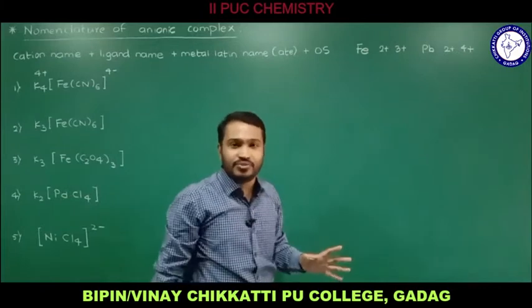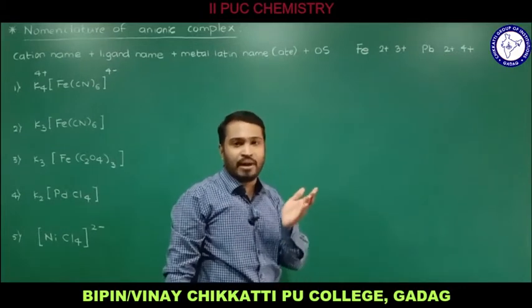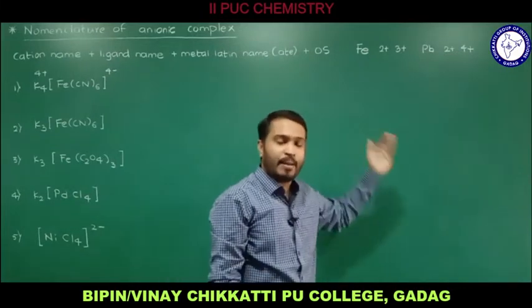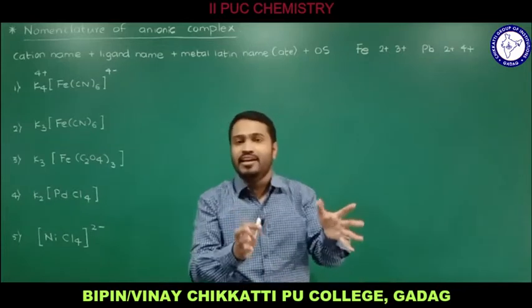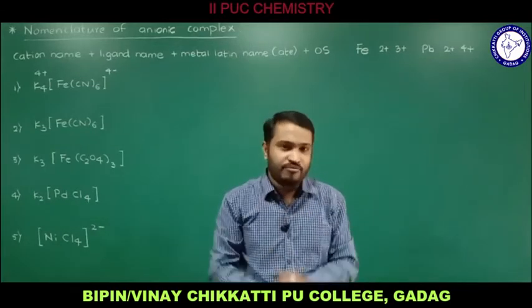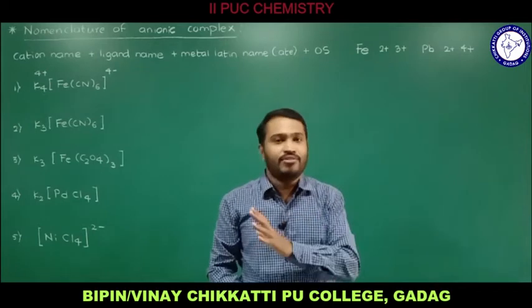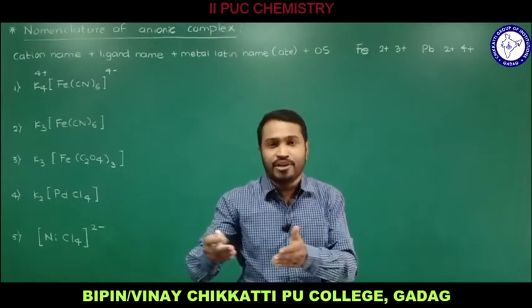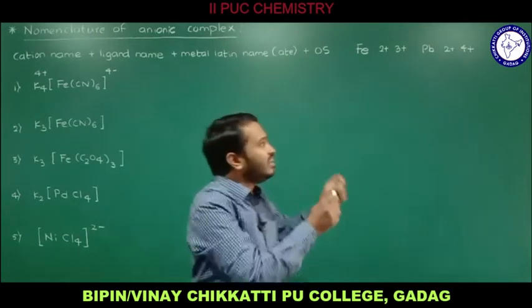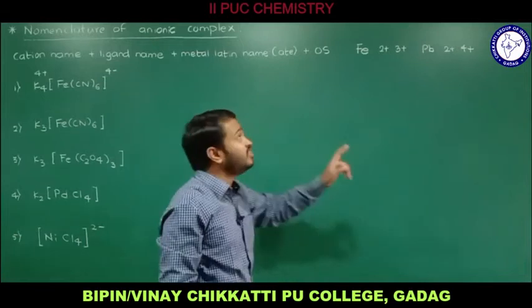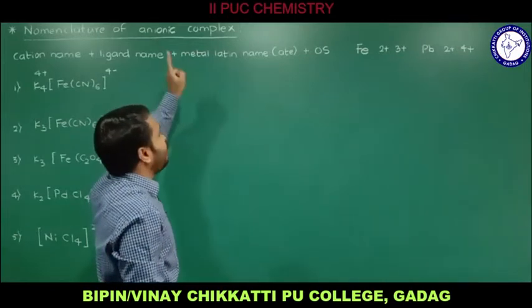Lead is the English word. Plumbous and plumbic will be the Latin words. Similarly, cuprous and cupric we have, aurous and auric we have, mercurous and mercuric we have. So all these are the Latin names. So in this case we are supposed to use the metal Latin name.